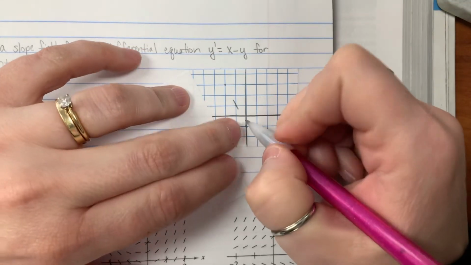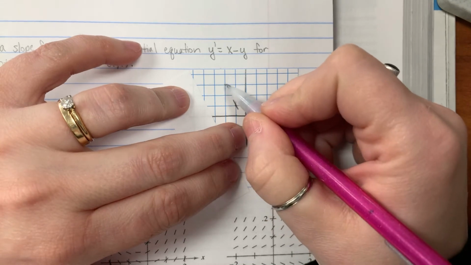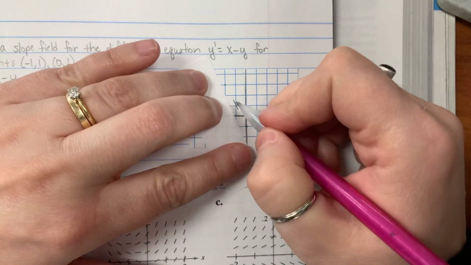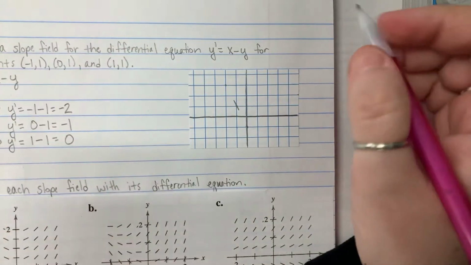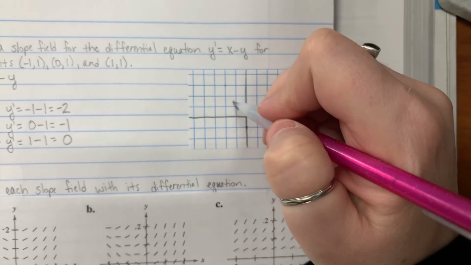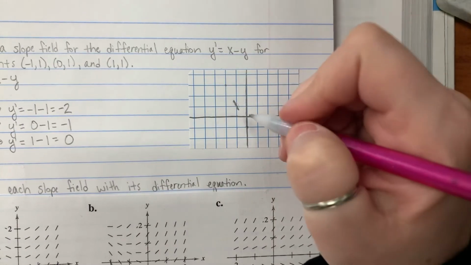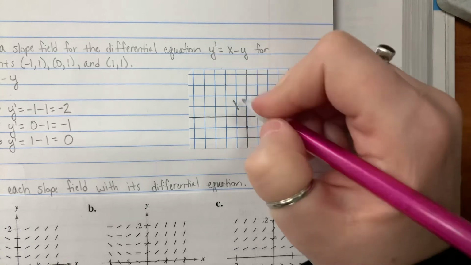Sometimes I really do this, where I put points in here, just like I just did, just so that I get a really accurate slope right there. You could also just say, you know what, it's negative 2, which is a little steeper than negative 1, so I'm going to make it a little steep.